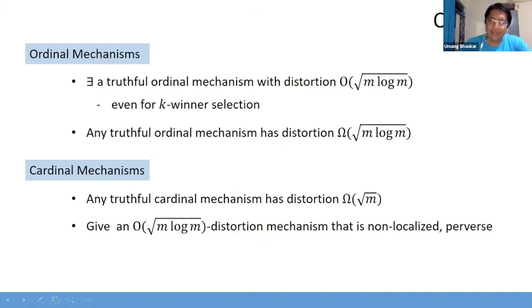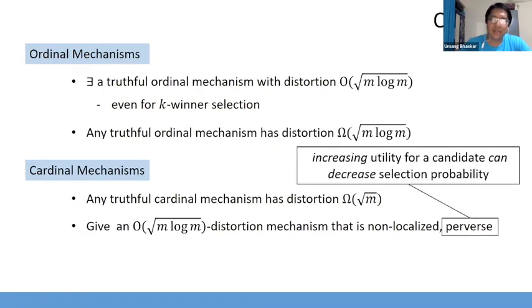So I defined these conditions for ordinal mechanisms. They translate naturally to cardinal mechanisms as well. So perverseness just means that it can happen that a voter increases the utility for a candidate, however, the probability that the candidate gets selected actually decreases. Similarly, localized also has a natural translation, and our mechanism violates that as well, despite the fact that it's truthful and gets a good distortion.